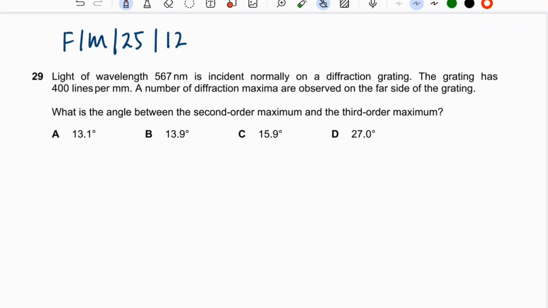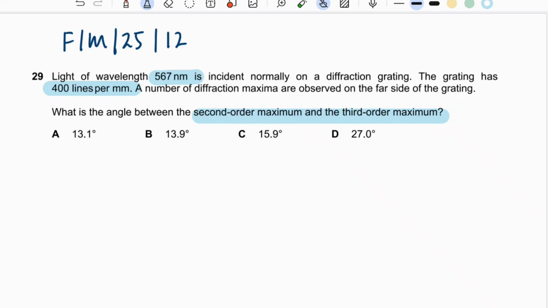So let's get started. Light of wavelength 567 nanometers. So this is something to be aware of. It's in nanometers, so you gotta convert it later. Do not forget to convert it. It's incident on a diffraction grating. The grating has 400 lines per millimeter. This also you need to convert. A number of diffraction maxima observed on the far side of the grating. Okay, what is the angle between the second order maximum and the third order maximum?